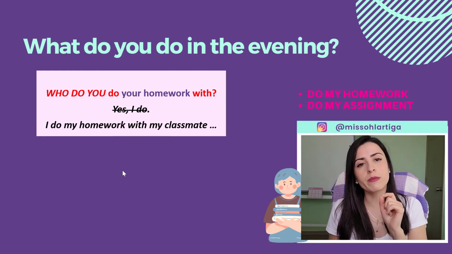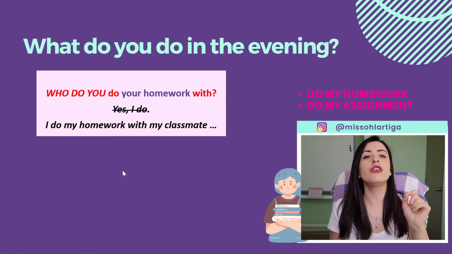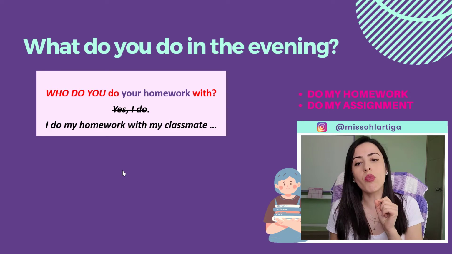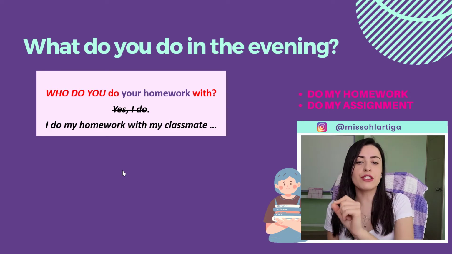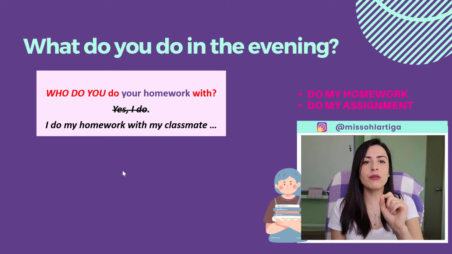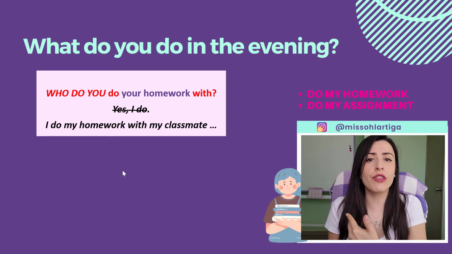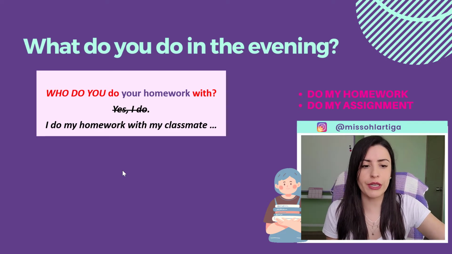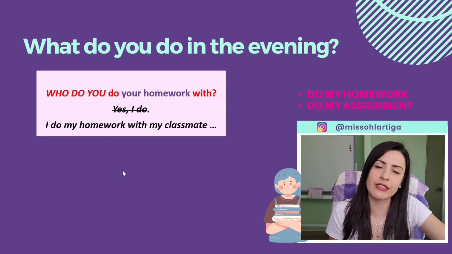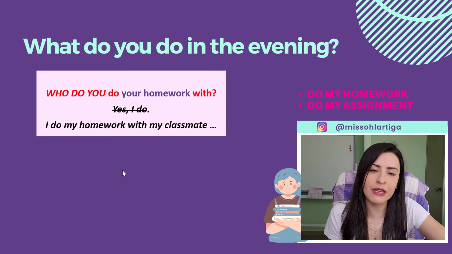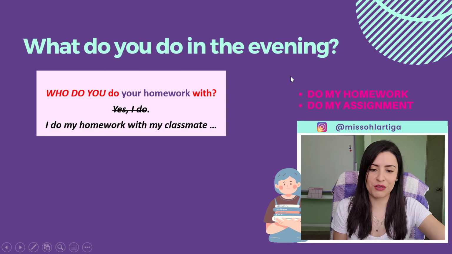So when you respond to this kind of question, you use the preposition with, okay? Con. I do my homework with. And you need to mention a person with whom you do the action you're talking about, right? With my friend, with my classmates, with my mom, etc.